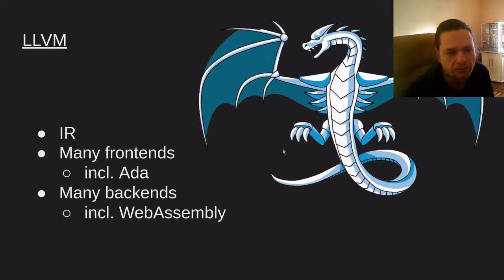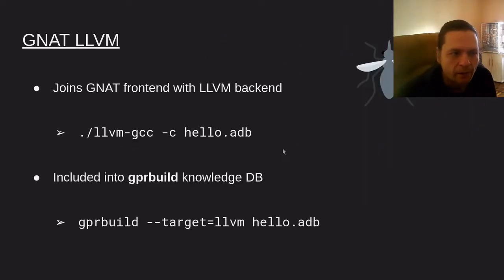For the current project, we are interested in the Ada frontend and the WebAssembly backend in LLVM. Both of them are currently available. For the frontend, we use gnat-llvm, this project on GitHub, and it joins the GNAT frontend for Ada and the LLVM backend to generate binaries. After compiling gnat-llvm, you will have a bunch of executables like llvm-gcc. This is a compiler. You can feed them with hello world.adb and get binaries generated by LLVM.